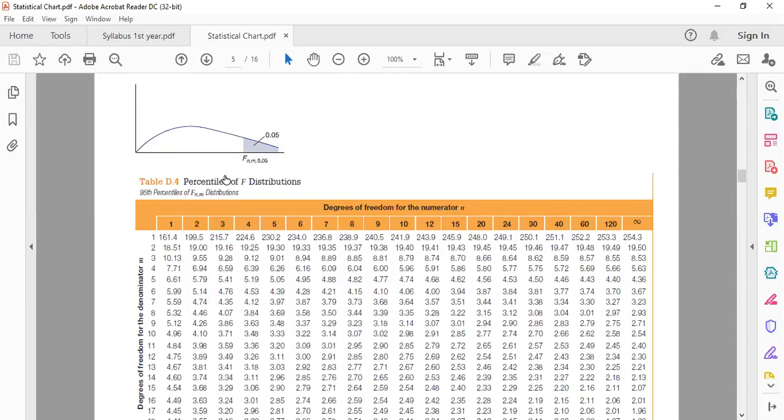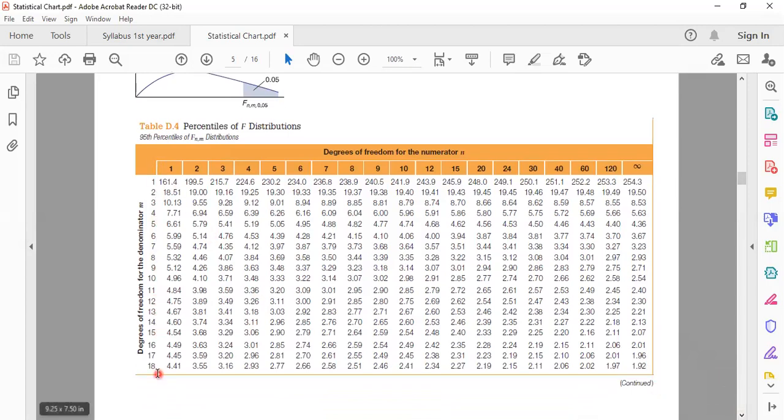If I look at the statistical chart, you will find that these probabilities have been calculated, and we have this F statistic for 5% level of significance. Here on the left, you can see that the degrees of freedom of the first sample is shown, and here on the top, the degree of freedom of the second sample is shown.